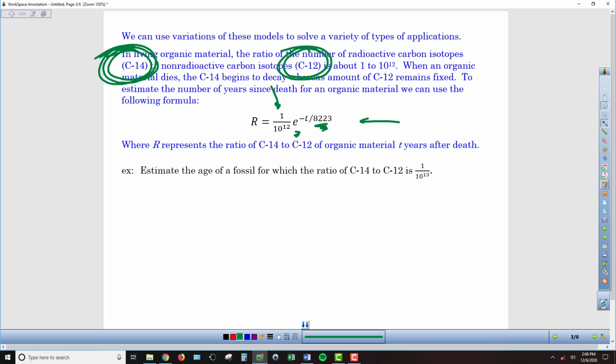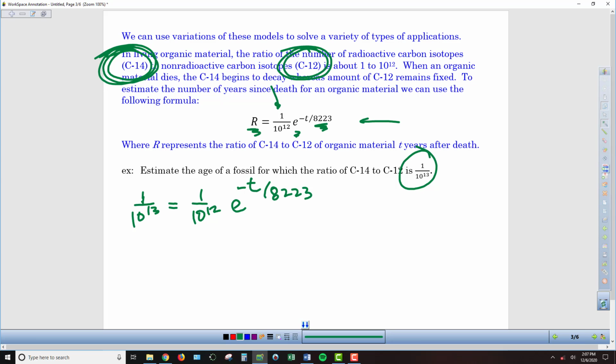What we're told is that the ratio of carbon-14 to carbon-12, which is what the R variable represents in our equation, for some fossil that gets found, is 1 over 10 to the 13th. So that's the value we're going to plug in for R, and then we want to figure out how old it is by solving for t. So I plug in 1 over 10 to the 13th equals 1 over 10 to the 12th, e to the negative t over 8223. There's our equation with that ratio plugged in.